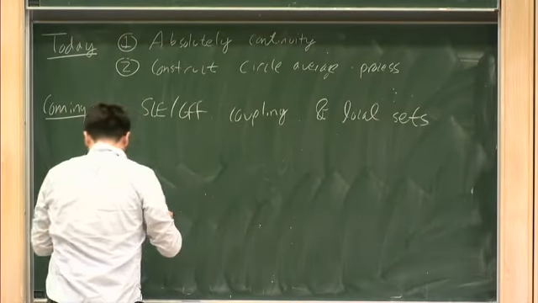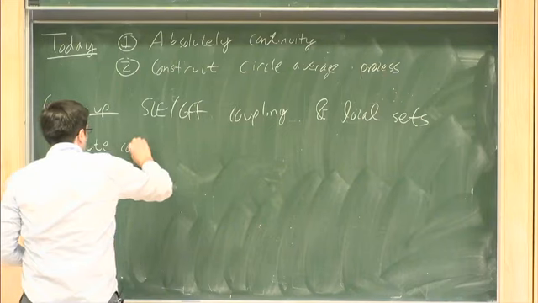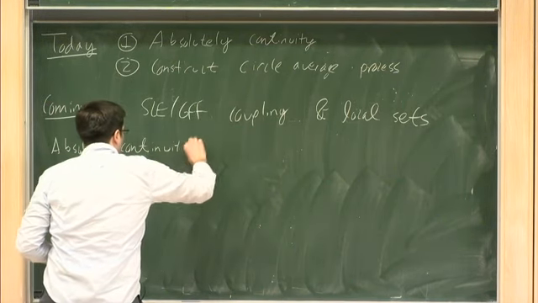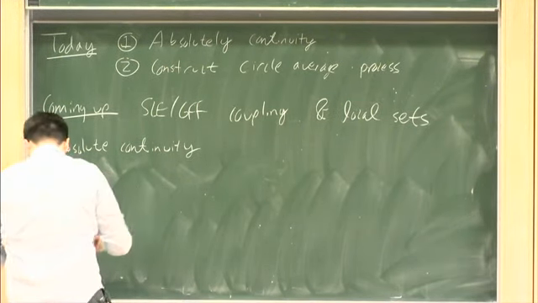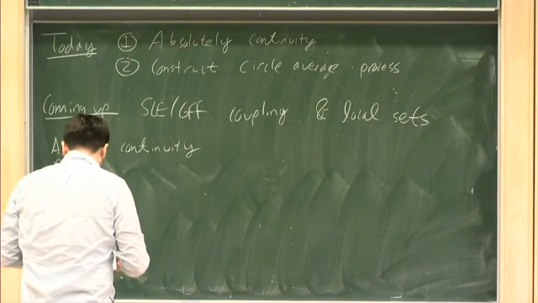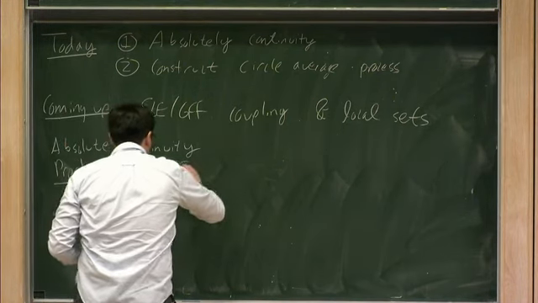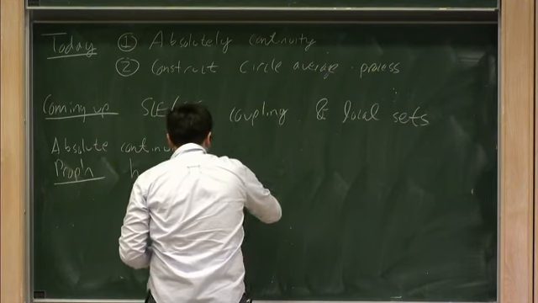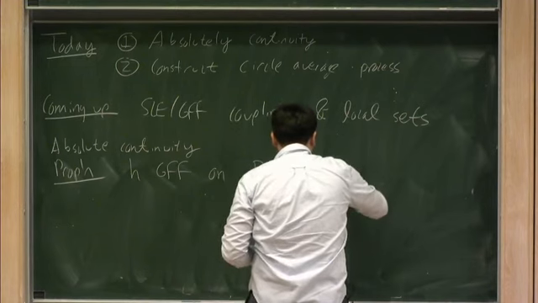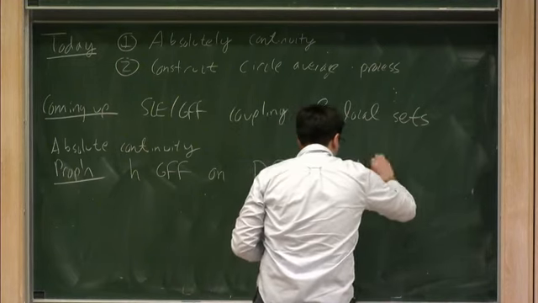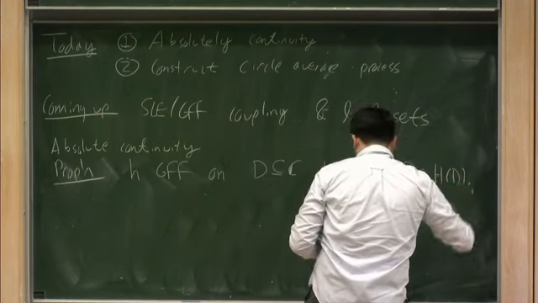So let me begin with this absolute continuity fact for the GFF. Here's the statement of it. We're going to assume that h is a Gaussian free field on D in the complex plane, which for simplicity we're going to assume is bounded. And we're going to suppose that we have a function f which is in H of D.